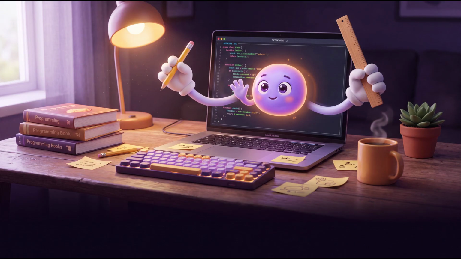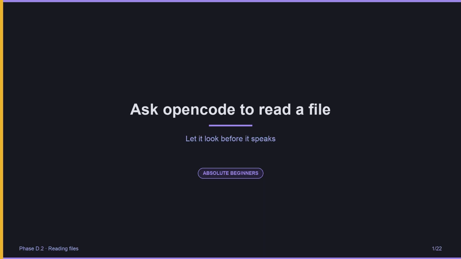Welcome back. Today, you ask OpenCode to read a file, and use what it learns to improve your commands. By the end of this lesson, you will know exactly how to ask OpenCode to open a file on your computer, read what is inside it, and then use that understanding to make your /review command genuinely smarter and more helpful. Reading is the quiet, unglamorous skill behind almost every useful thing OpenCode ever does for you, and today you take full ownership of it.